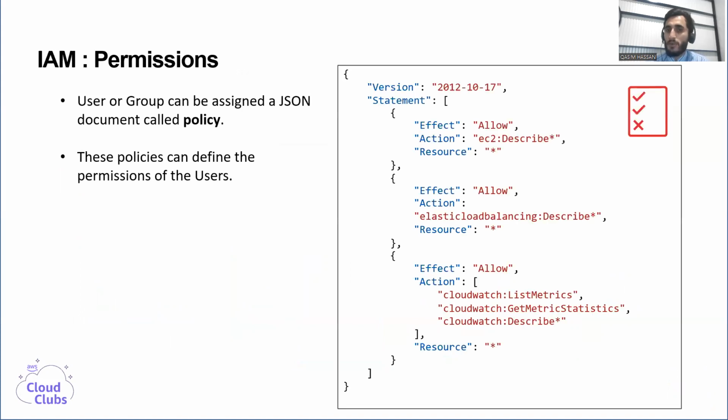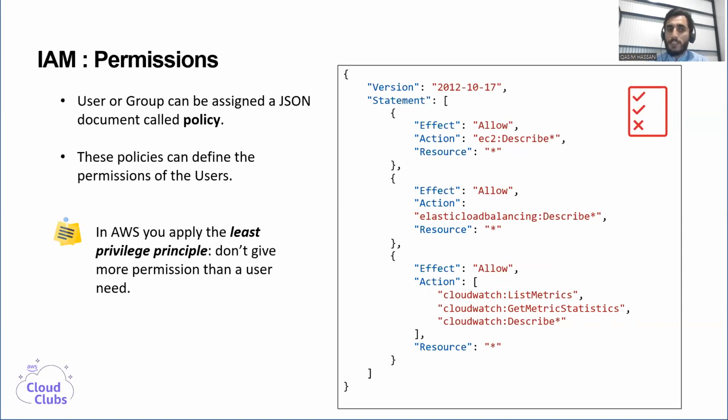Let's say this is a simple JSON document in which we are giving access to EC2, Elastic Load Balancing, and CloudWatch. Don't worry about all these services. These are all AWS services. There is a key point. AWS has some best practices, and to give permissions, we should use the least privilege principle, meaning don't give more permissions than a user needs.